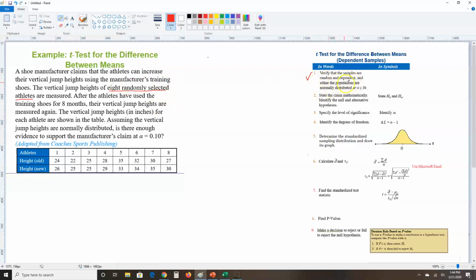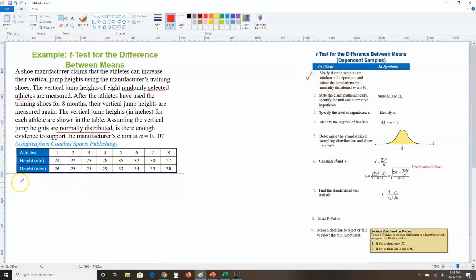Let's go to the next requirement that it asked me in step 1. Check that the populations are normally distributed. And if you check the last sentence of this problem, it says that the jump heights are normally distributed. So we met all the requirements of step 1, so we can proceed.